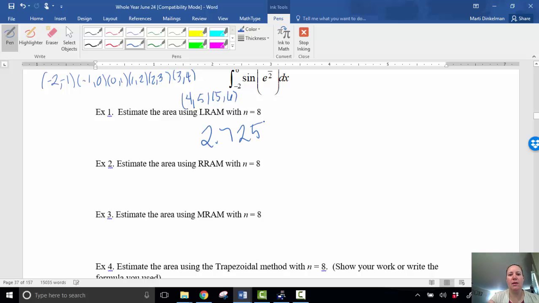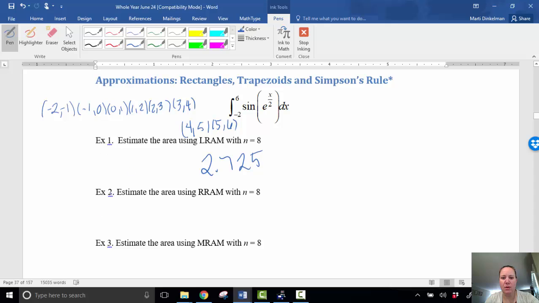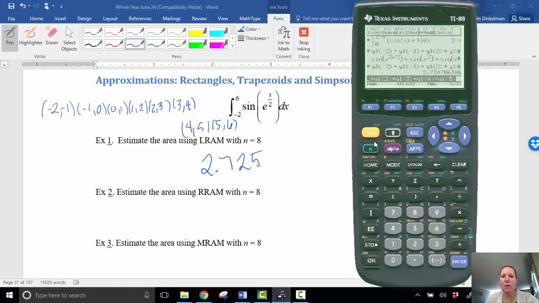2.725. Okay, so now let's try the same thing, but now we need to use all the right endpoints. So to me, the only thing that's different is if we come back here to the beginning, we're not going to use this -2, so we can actually get rid of that guy. And I know I could just replace it, but in my mind, I want to start with that -1, and we're picking all the right endpoints. And so we need to add in that y1 of 6 now. Okay, and I'm going to go ahead and diamond enter here. So 3.310.